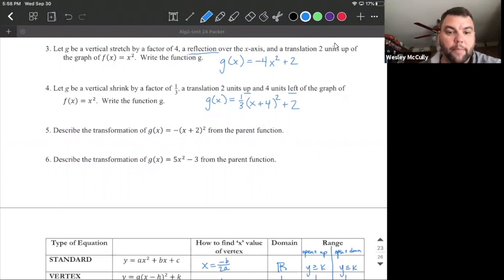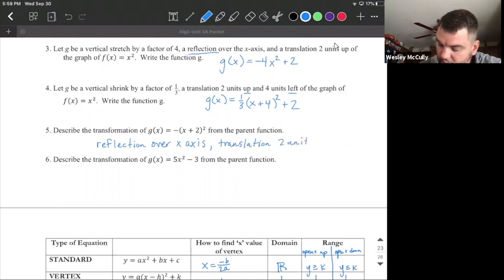Number 5 says, describe the transformation of g of x equals negative x plus 2 squared from the parent function. So I have this negative value here that is going to reflect over the x-axis. And then I have a 2. Notice it's inside the parentheses. It's part of the square. So that is going to be a translation 2 units to the left.